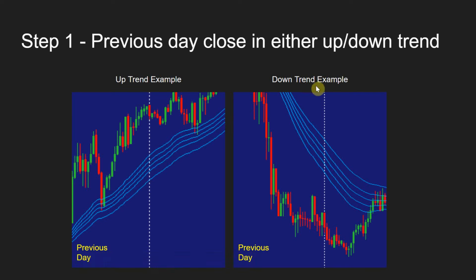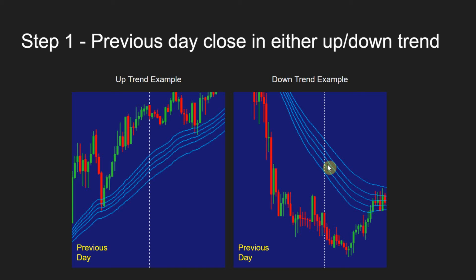Similarly, for a downward trend, you've got the 30 at the bottom and the 60 at the top, and all the other EMAs in between. So when the day opens, we can say that we are currently inside a downtrend. So that's the first step.